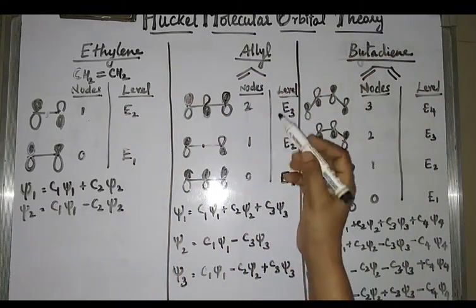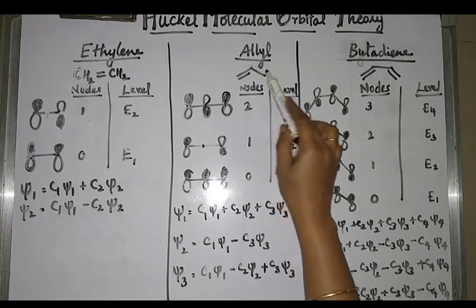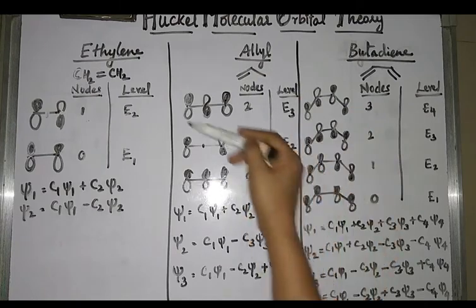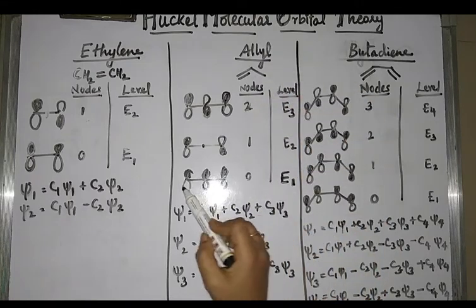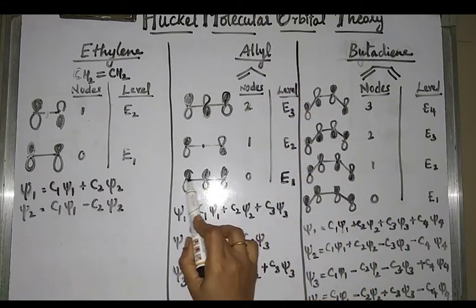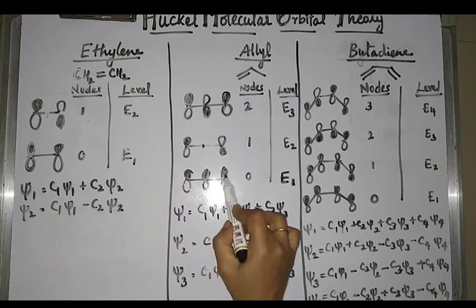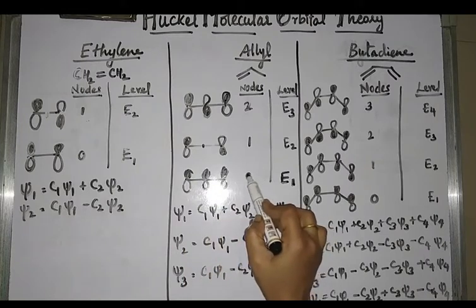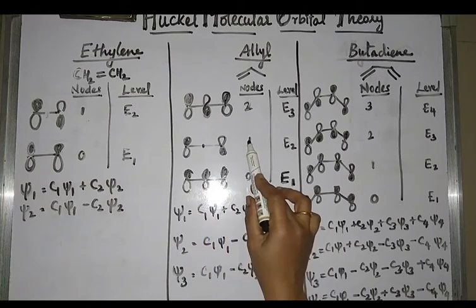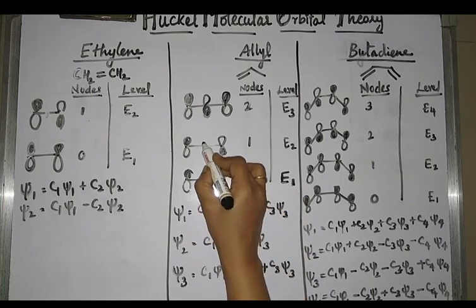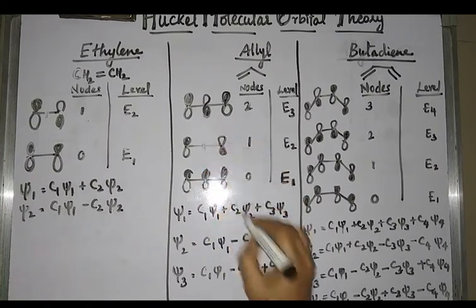I'll explain fast. Here 3 carbon atoms are there, so 3 energy levels will be there. Okay, 3 carbon atoms and 3 levels. The first level, if you see, all the shaded lobes are on the top, so there is no node. Only if there is a difference in the shaded lobes will we get a node. See here, there is a difference, so we will get a node. Here one node will be there.